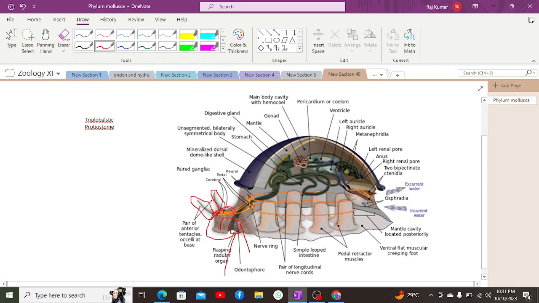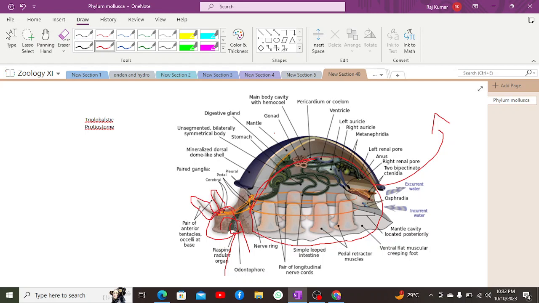The second part is the visceral mass, or visceral hump, which is present on the dorsal side, while the third part includes the mantle.